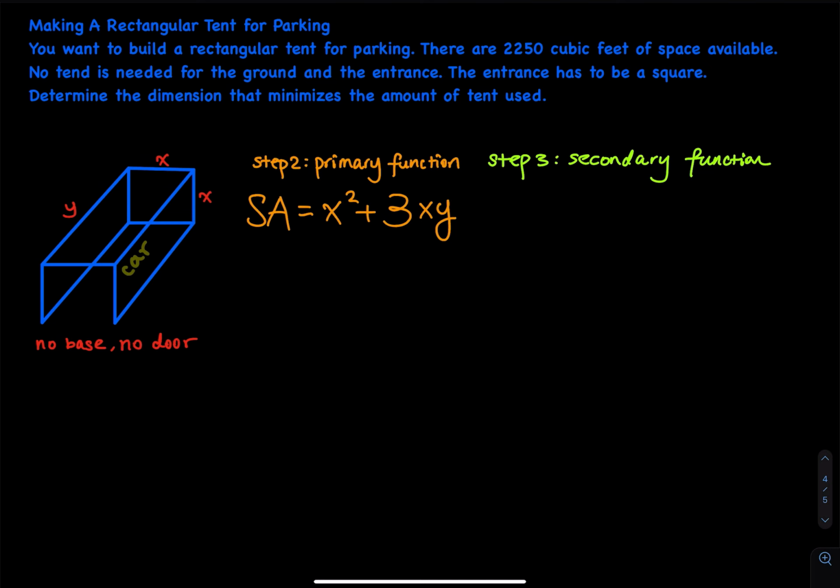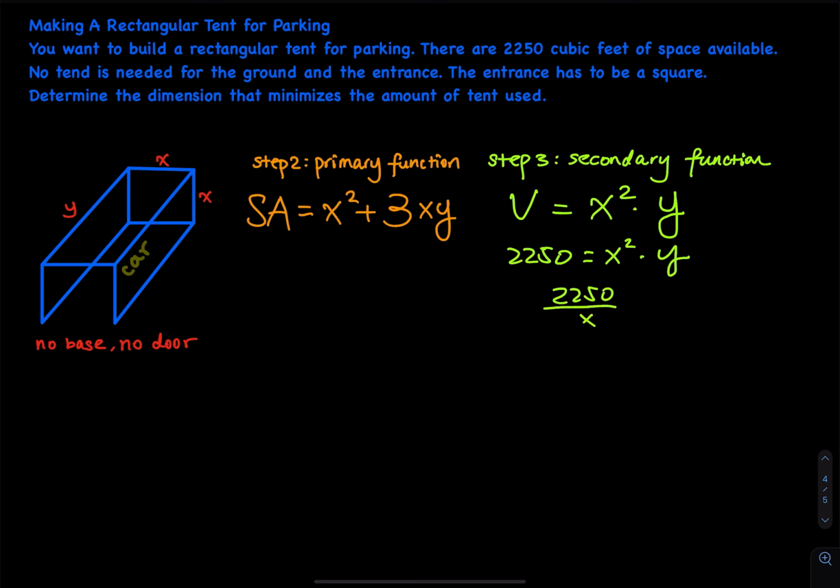Now it's in terms of two variables, x and y, and then we have to figure out the secondary. The secondary is they gave me 2250 cubic feet of space, so that is volume. So what is the volume of this object? The volume is equal to the area of the square, which is x squared, multiplied by y, and this is equal to 2250. So x squared times y equals 2250. So y equals 2250 divided by x squared, and then I will plug in this y over here, and then we write my primary function.